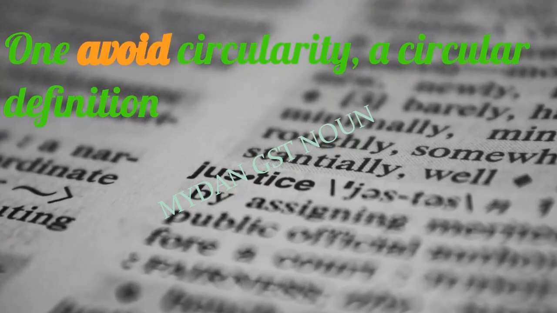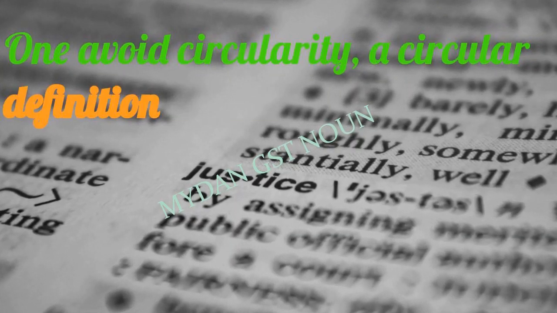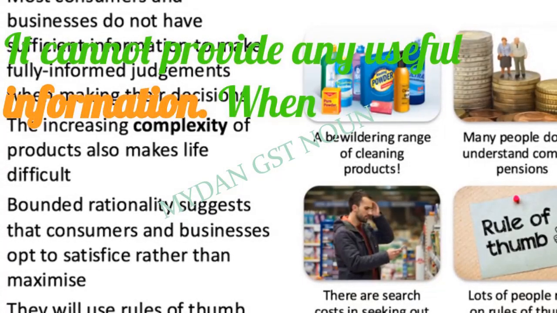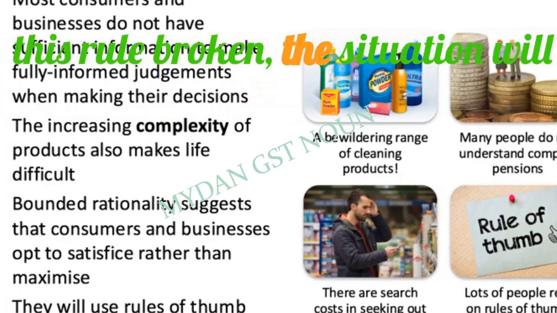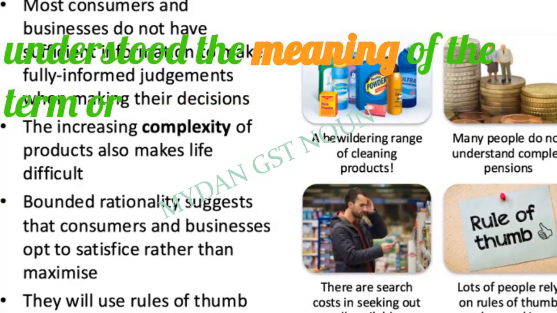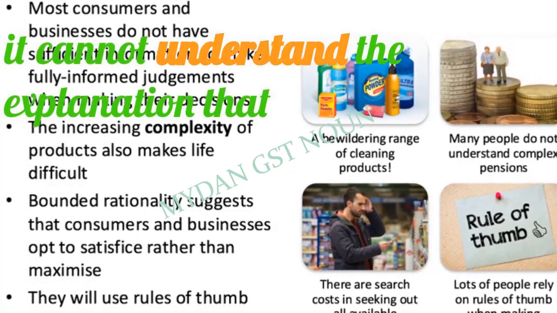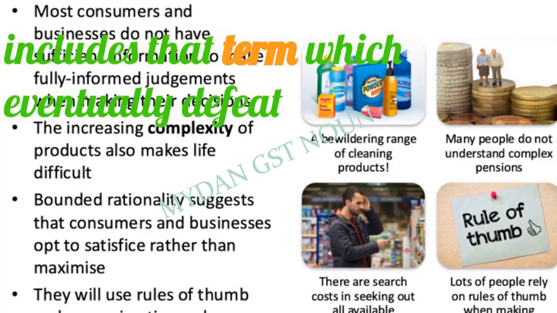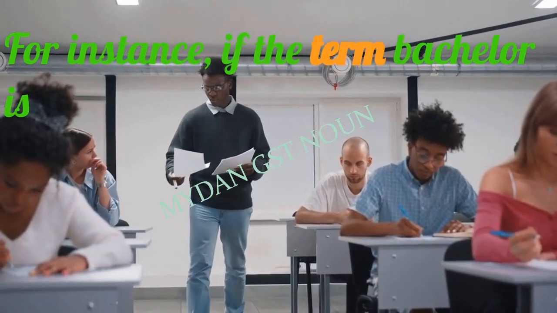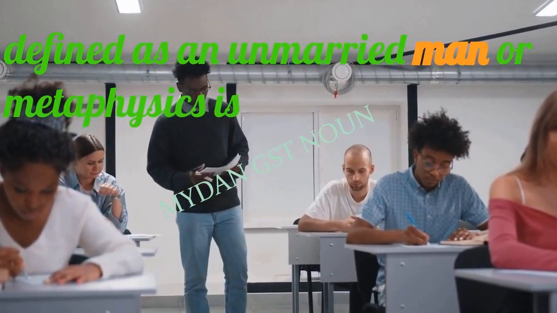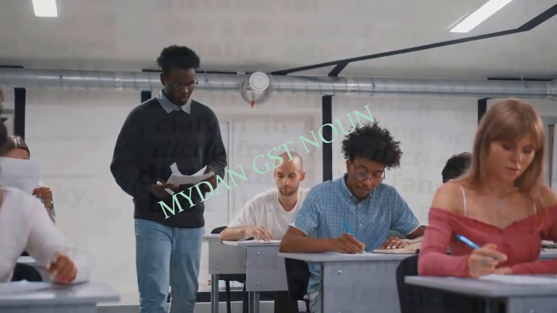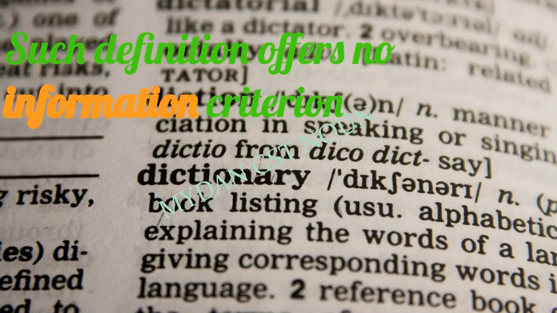Criterion 1. Avoid circularity. A circular definition uses the term being defined as part of its own definition. It cannot provide any useful information. When this rule is broken, the situation will be twofold. Either the audience already understands the meaning of the term, or it cannot understand the explanation that includes that term, which eventually defeats the purpose of the explanation. For instance, if the term bachelor is defined as an unmarried man, or metaphysics is defined as systematic study of metaphysical issues, such definitions offer no information.